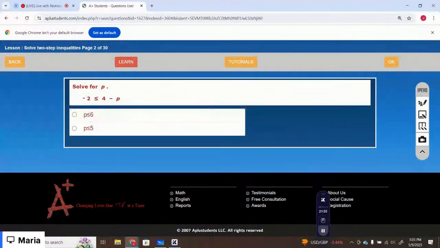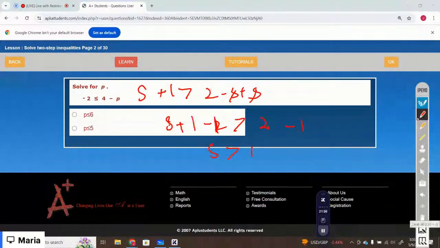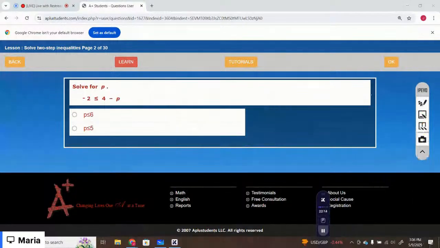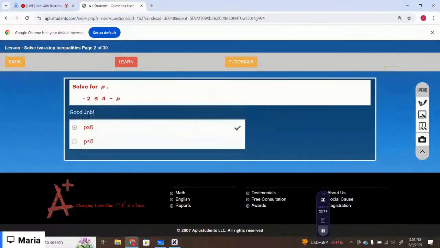Solve for P. Negative 2 is less than or equal to 4 minus P. Add P to both sides. Now add 2 to both sides. That is P is less than or equal to 6. Option number 1 is the correct option.